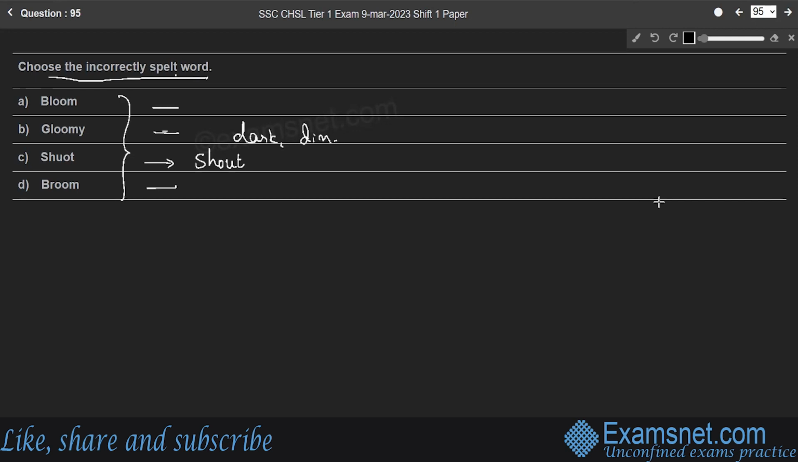Therefore, option C is spelled incorrectly. Therefore, it should be shout. So we have to pick option C.